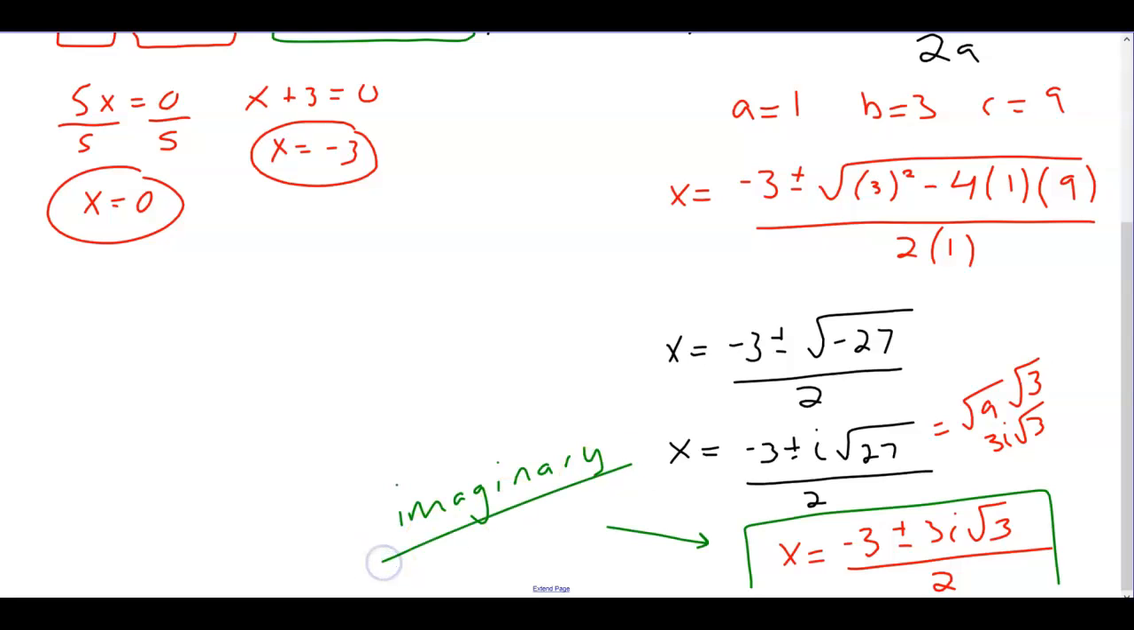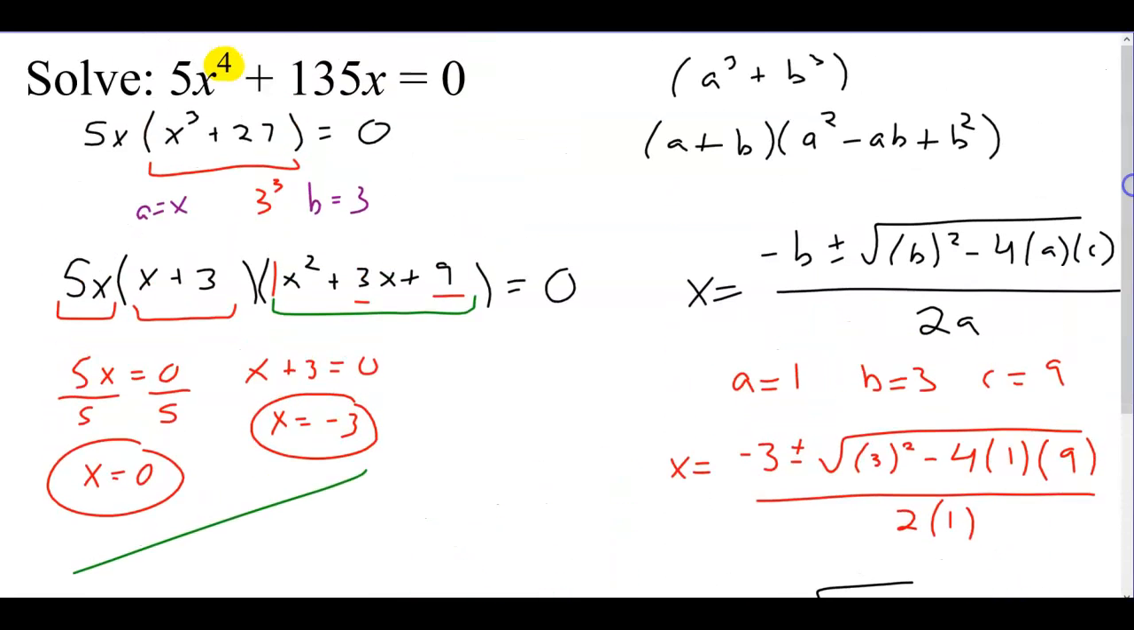So 4 answers total, 2 real, 2 imaginary, adds up to 4. So graphically, you could graph this original problem, and it would only actually cross the x-axis 2 times for the 2 real answers that we got. That is all.